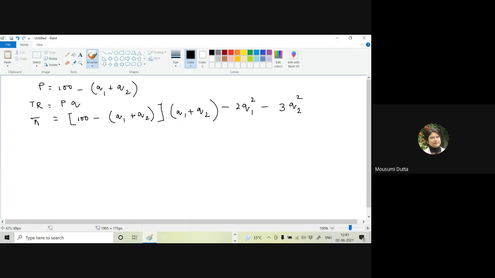This is the profit equation. So using this equation, first you simplify this equation and then find out the derivative. Once you get the derivative, please tell me what is the value.